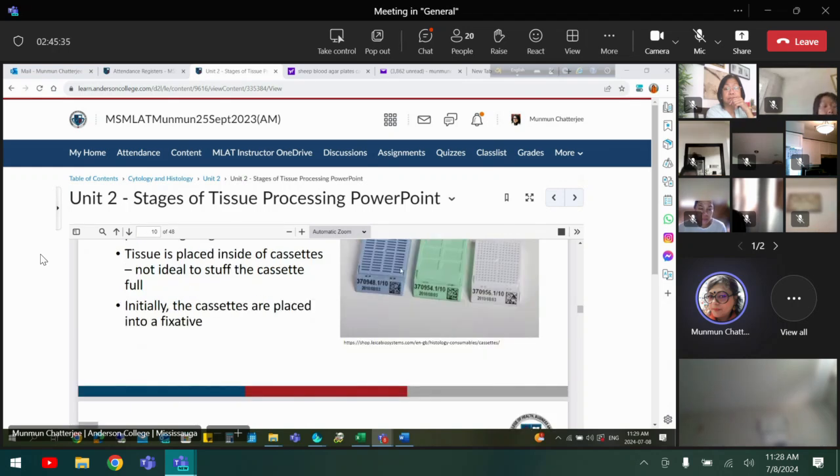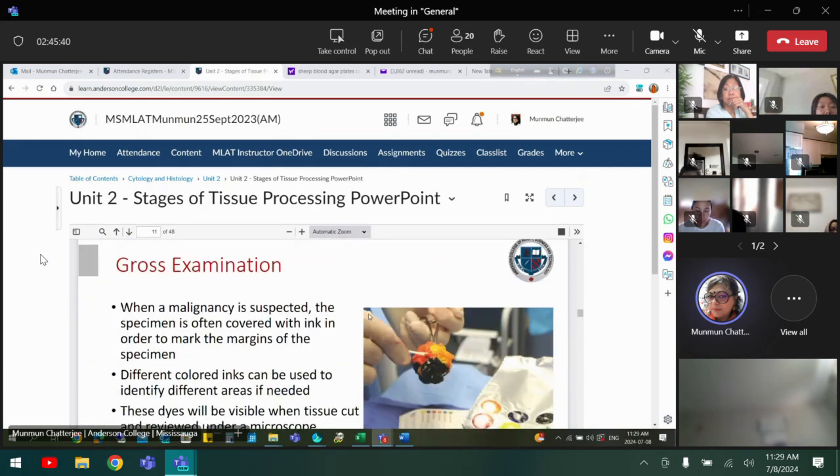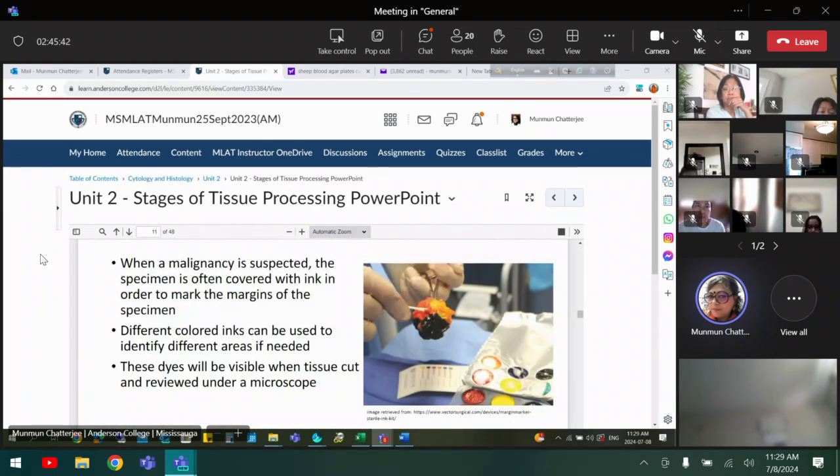And then these cassettes are placed initially on a fixative. When a malignancy is suspected, the specimen is often covered with ink in order to mark the margins of the specimen. So if you see the malignancy, they are going to mark it with the ink, so that they can understand which area is more important to look at. Different colored inks can be used to identify different areas if needed. These dyes will be visible when the tissue is cut and reviewed under a microscope.